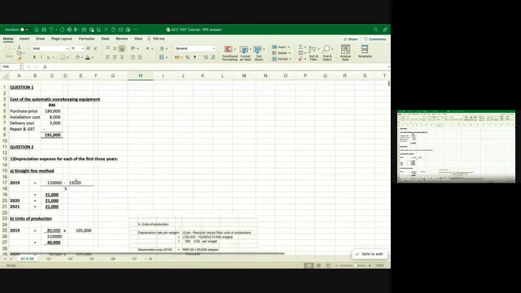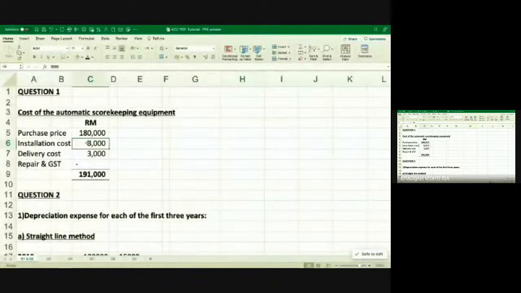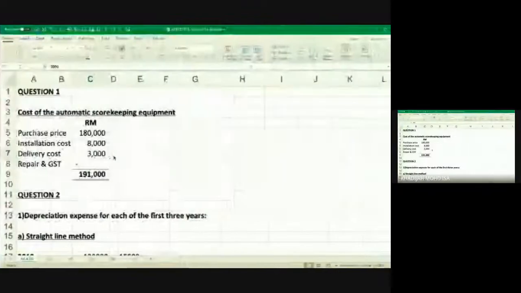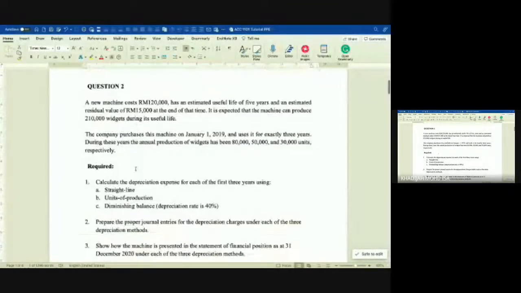So in this case, the total cost is your purchase price, installation cost, and your delivery cost, and the total is 191,000, excluding your repair and GST. You have the repair here of 2,250. This is what we call revenue expenditure. It's for the maintenance. Even though it is the first time that you incur it, it still falls under repair and maintenance. So that would be the first, 191,000. All right. And then question number 2.